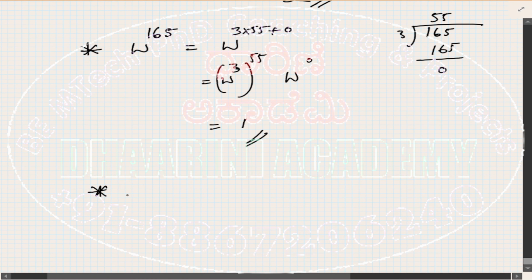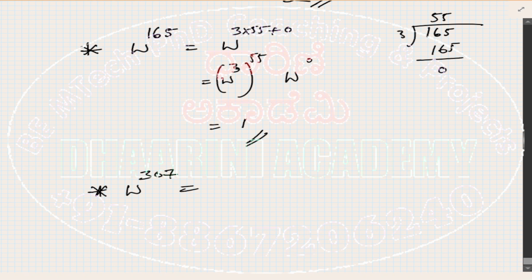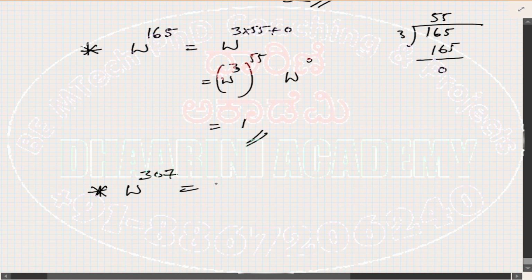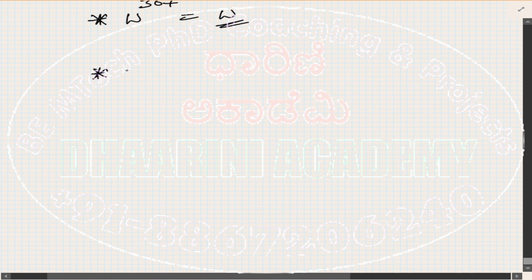Okay, next number, calculate omega to the power 307. So this answer is equal to omega. Right, then we'll go for a negative power. We want to find now omega to the minus 998. Okay, so we have a solution now. We can keep it as a numerator and calculate, but the easiest way is to bring it into the denominator: 1 divided by omega to the power 998.